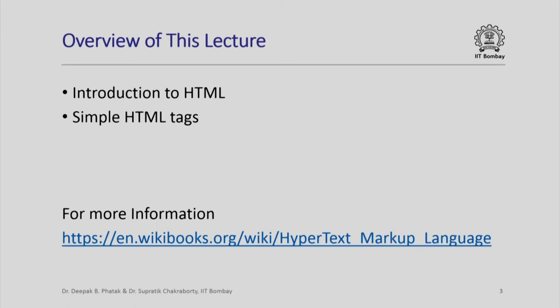In the last session, we looked at the evolution of networks and what we call network protocols. In particular, we looked at the exciting short history of how the World Wide Web has evolved. We did mention HTTP as a main protocol and HTML, or hypertext markup language, as an important language using which we can construct web pages. In this lecture, we shall introduce ourselves to HTML. In particular, we will look at simple HTML tags.